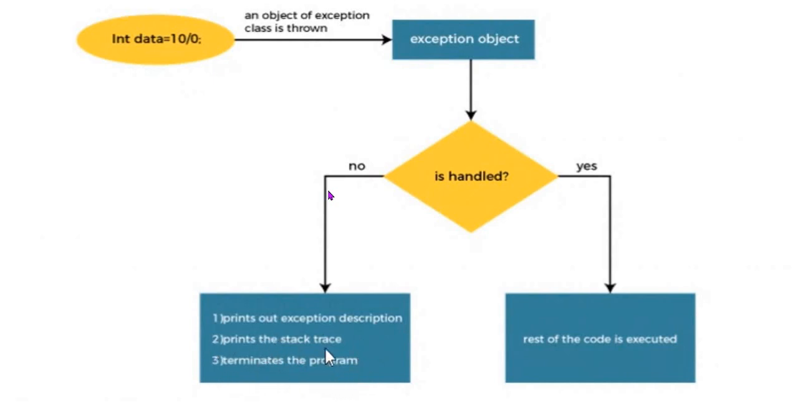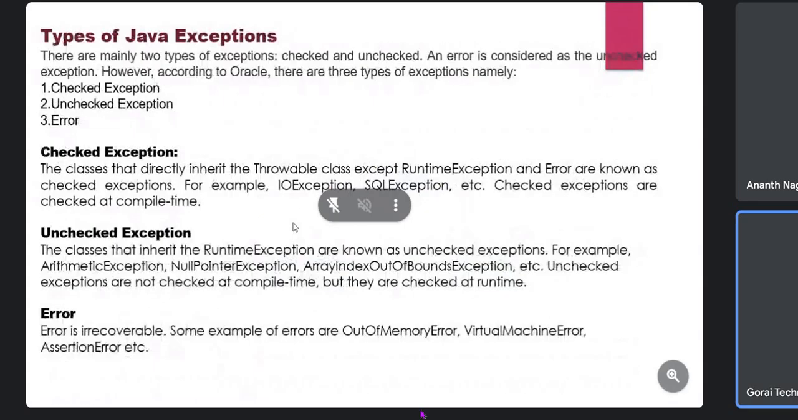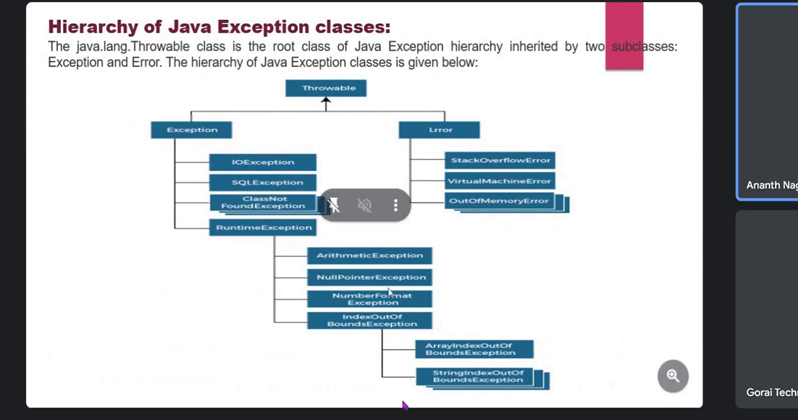What does printing the stack trace mean? Is it related to memory? Stack trace is related to the hierarchy of that tree of exceptions. If you go back to that tree, not the previous one, that exception hierarchy. This one only, sir. You asked me to show. Yes, yes. Just give me one minute.